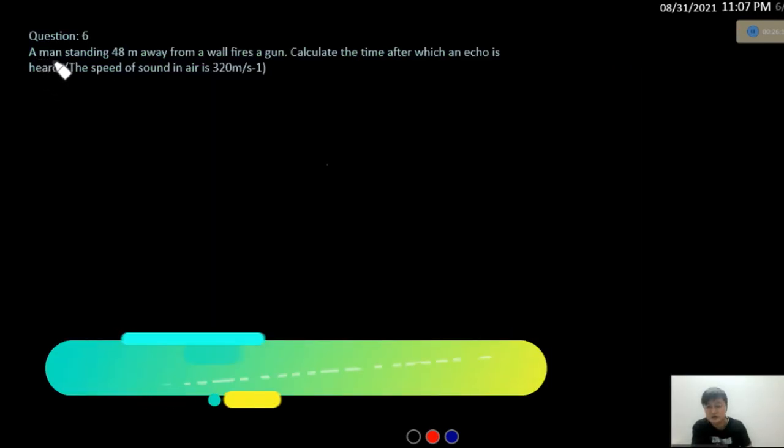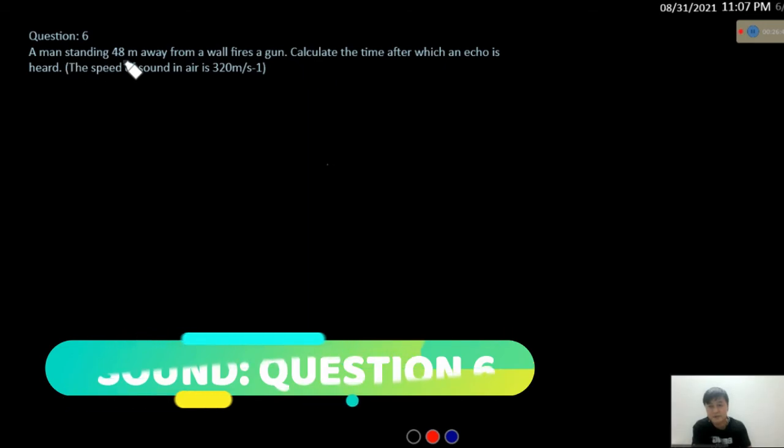Now we move on to question number 6. A man standing 48 meters away from a wall fires a gun. Calculate the time after which an echo is heard. The speed of the sound is given.